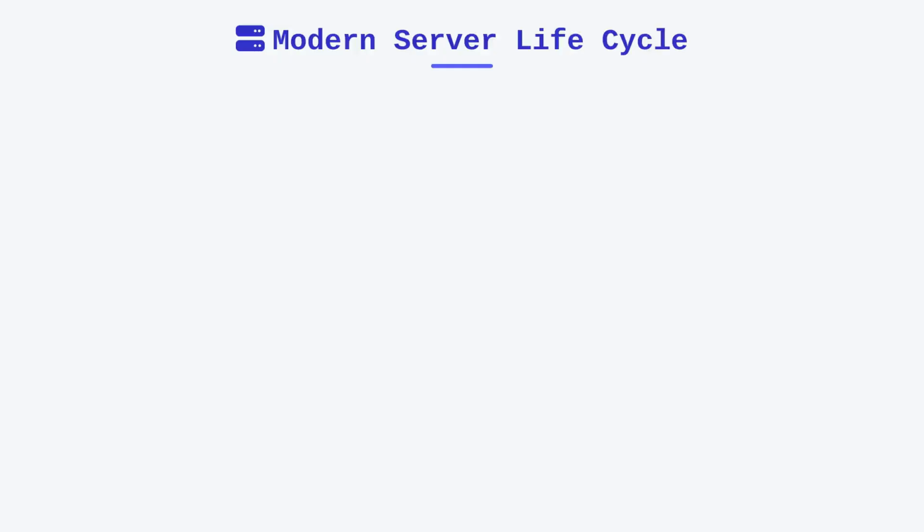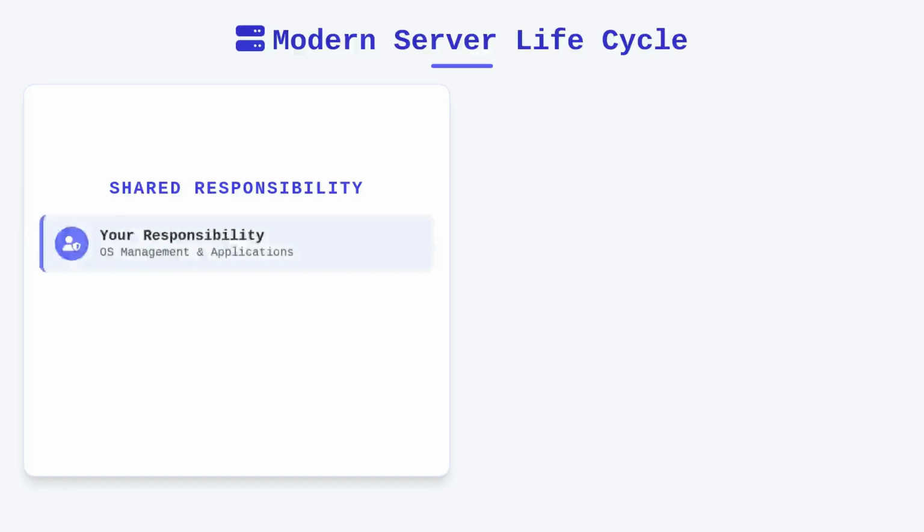The shift toward virtualization and cloud deployment has fundamentally changed the concept of the server lifecycle. In an infrastructure-as-a-service model, your responsibility focuses on the operating system and the applications, while the provider handles the underlying physical hardware and virtualization layer. This shared responsibility model clarifies where your security obligations begin and where they transition to the provider.